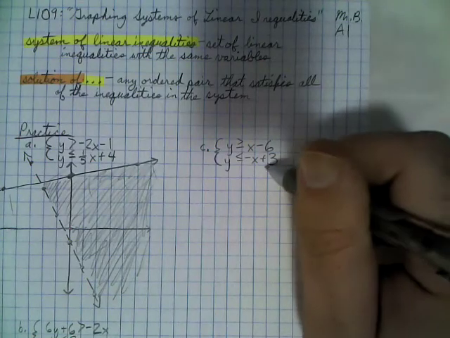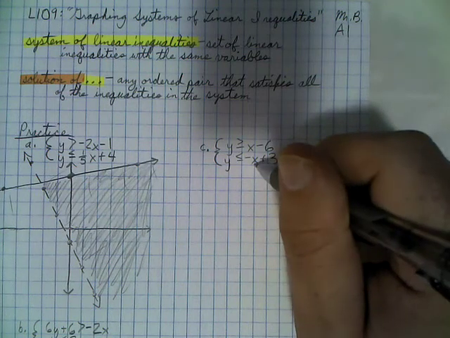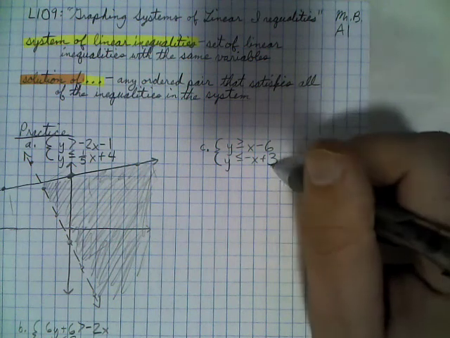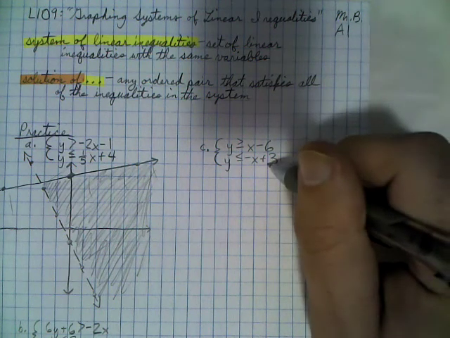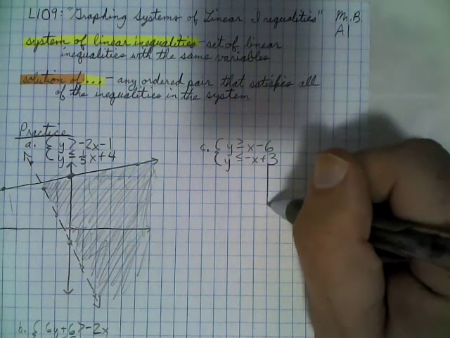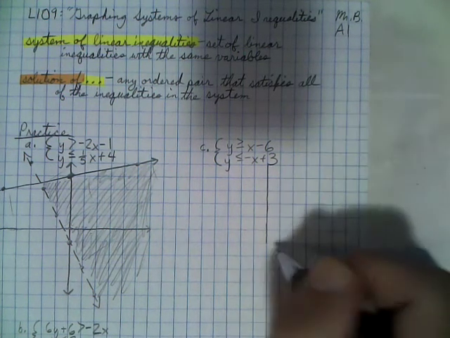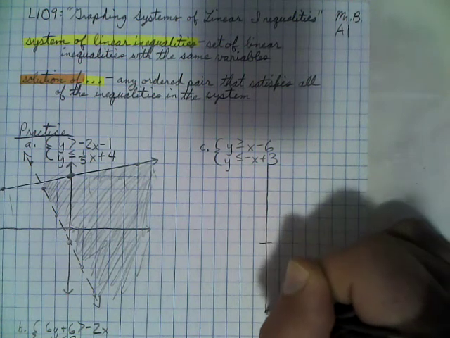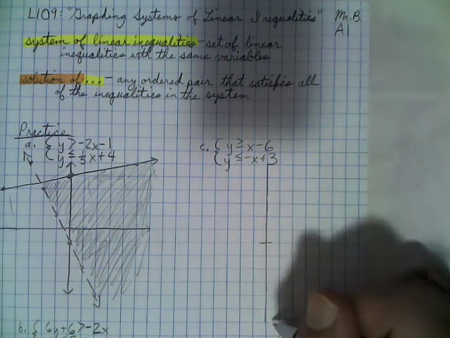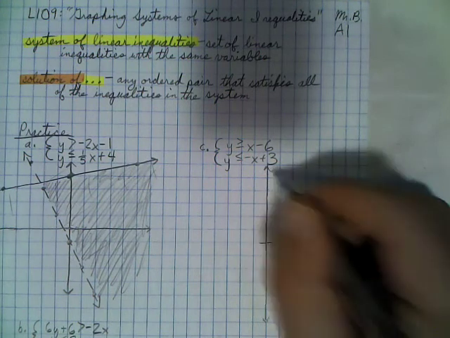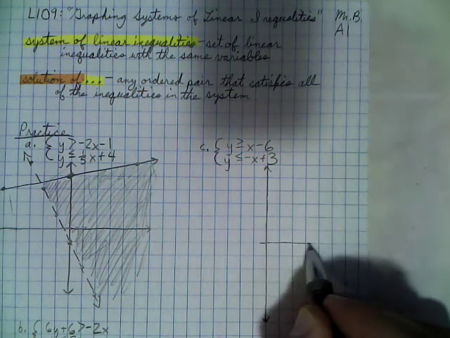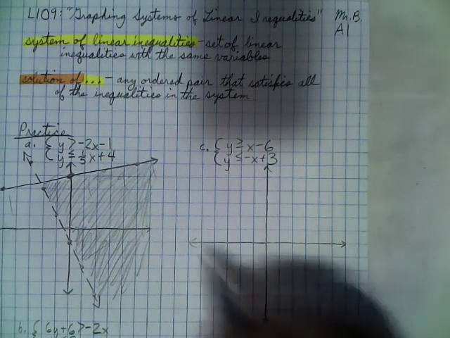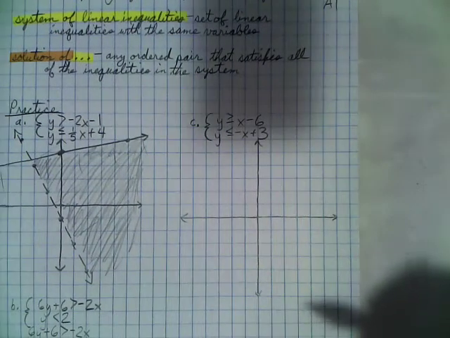Let's try 6 in every direction again. Maybe I can count a little better this time. 1, 2, 3, 1, 2, 3. All right, so there's my coordinate plane.